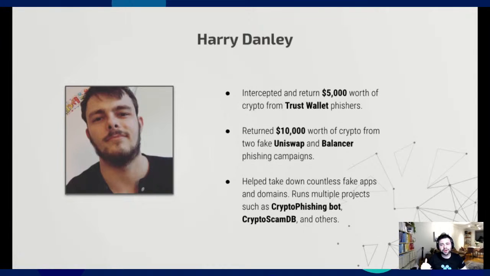Well, this time in 2020, Harry kind of took things into his own hands, where he saw that the phishers who were running the fake Trust Wallet scam were not operating the infrastructure well enough, and they were leaking all of the private keys that they stole from others. So he was able to scrape the list of all the different private keys, steal the money from the hackers, and then return it to its rightful users. The same story happened with fake Uniswap and Balancer phishing campaigns, where he was able to save another $10,000 from the bad guys.